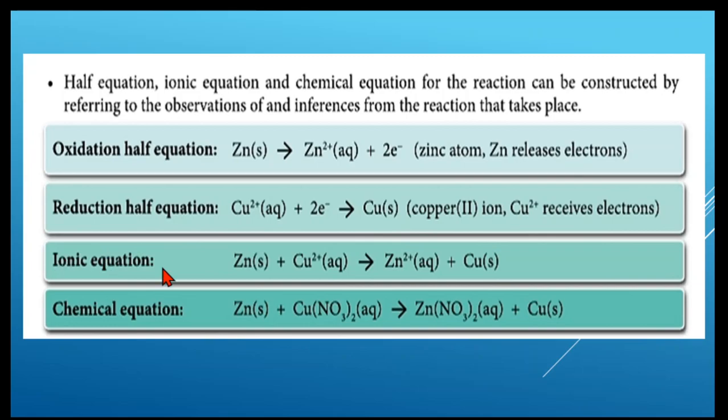So now the ionic equation is, ionic equation kita combine lah. Left and left, right and right. The electron kita mansuh sahaja. So this is the ionic equation. So the overall ionic equation is the combination of the half equations for oxidation and reduction. Manakala chemical equation ini adalah yang penuh. Zinc plus copper nitrate become zinc nitrate plus copper.